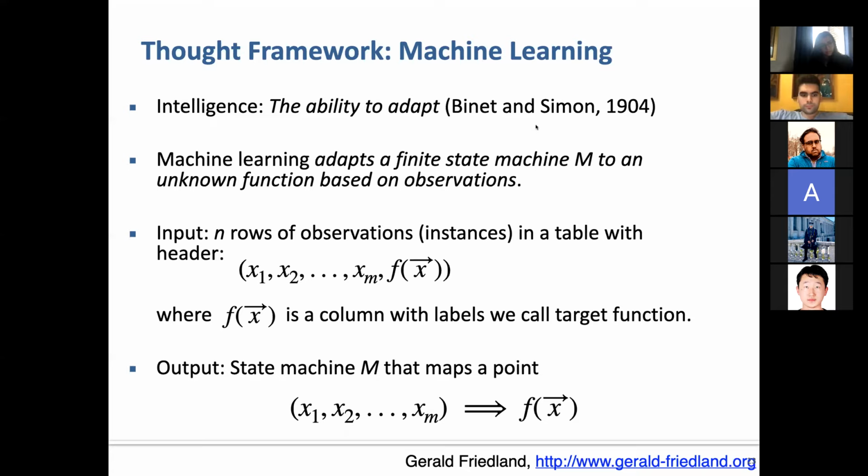And now, what do we do in machine learning? Well, in machine learning, we adapt a finite state machine, M, we will just call it thing M, to an unknown function based on observations, okay? So when you program Python, and then the Python is executed in the finite state machine, you adapt the finite state machine to a known function. That's the function you gave it, right, in Python.